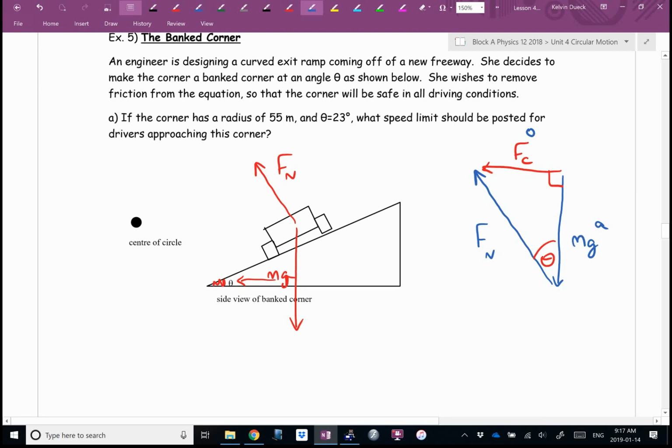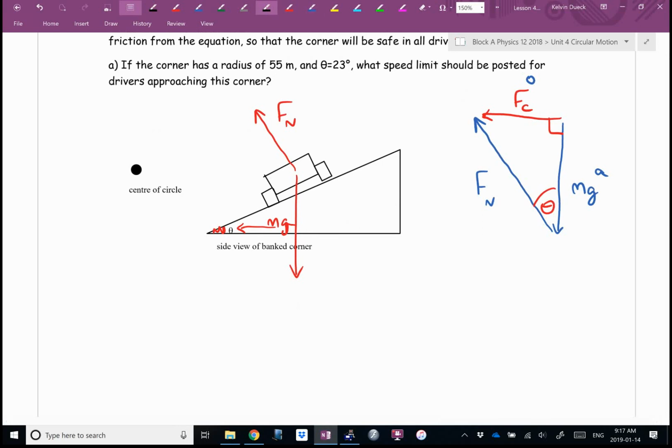Now, Fn is the hypotenuse, but I don't know the normal force, and there isn't any easy way. I probably could, but for now, I know Mg, and it's nice and vertical, and I know opposite is what I want to find, so I'm purely going to use those two. Which trig function? Tan. Tan theta equals opposite over adjacent.